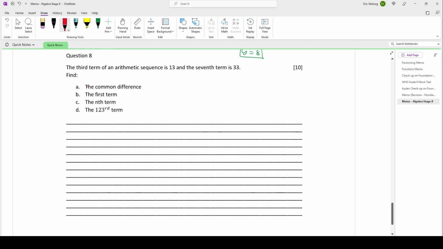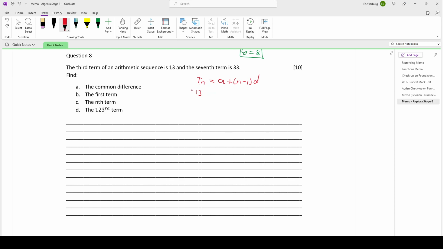Okay, so we are told here the third term of an arithmetic sequence is 13. Arithmetic sequence, we know this is the formula, right? Tn equals A plus n minus 1 times D. So Tn is the value of the term, n is the number of the term. So term 3 is equal to 13. Right, so term 3 is 13.